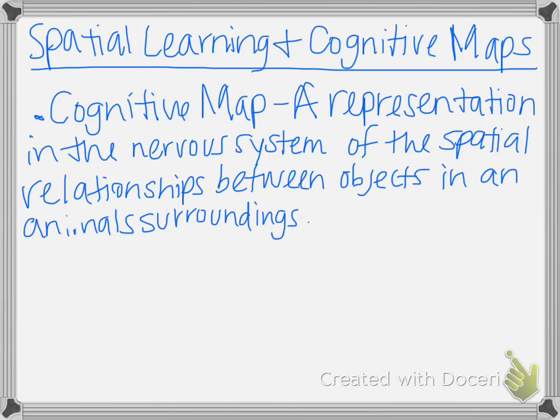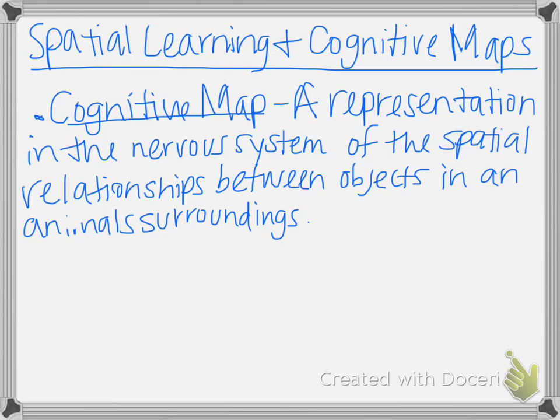This is the establishment of a memory that reflects the environment's spatial structure. Every environment has spatial variation, such as locations of nest sites, hazards, food, and prospective mates. A cognitive map is a representation in the nervous system of the spatial relationships between objects and an animal's surroundings. Animals often use their surroundings to recognize their location.